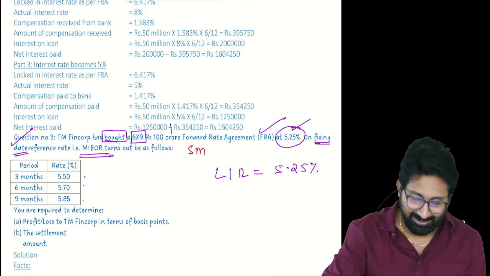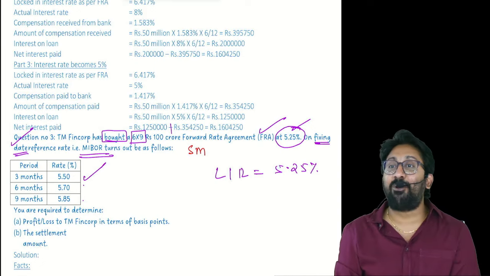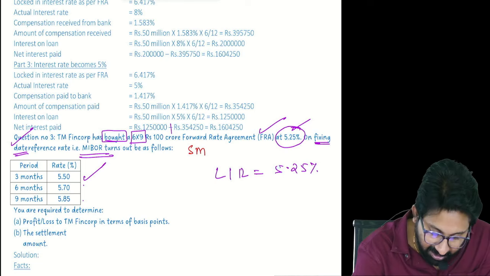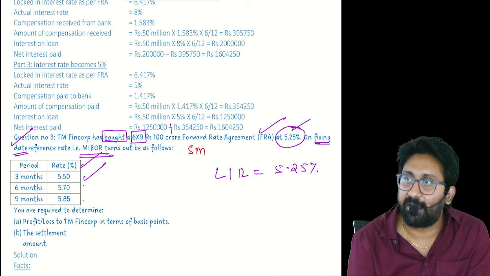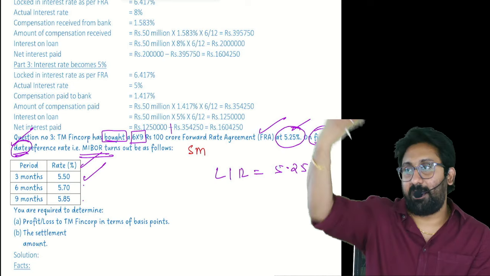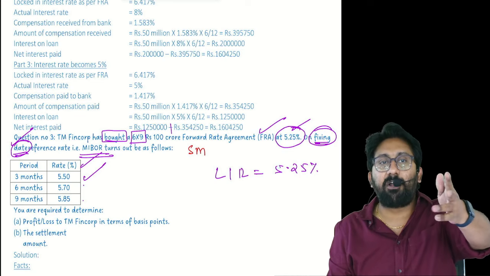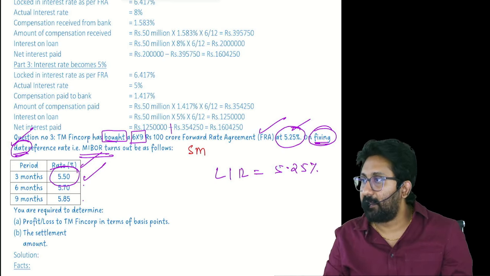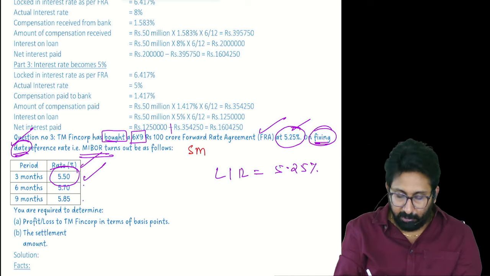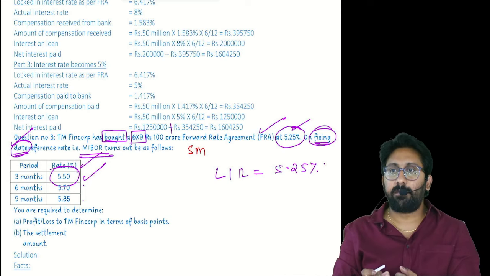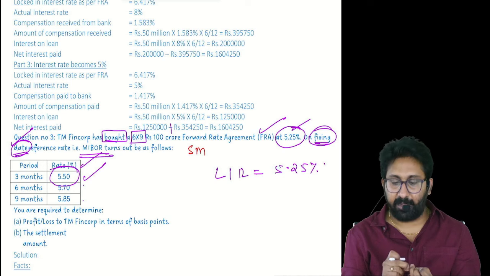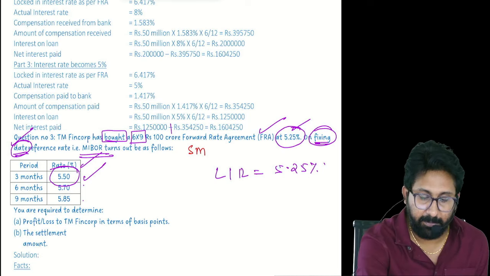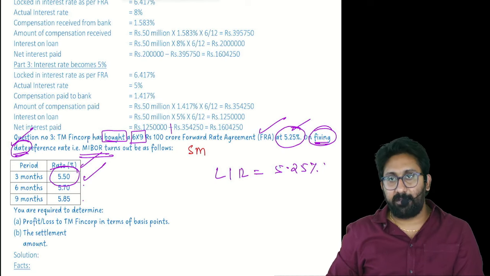Correct, first. So tell me, this is a rate for how many months? 3 months. I am borrowing after what period? This is given on day 0, today, for after 6 months. Fixing date means after 6 months. In the sixth month I want to borrow for a period of how many months? Therefore, this is the relevant rate, 5.5. Now you tell me, what is the locked-in interest rate? 5.25.